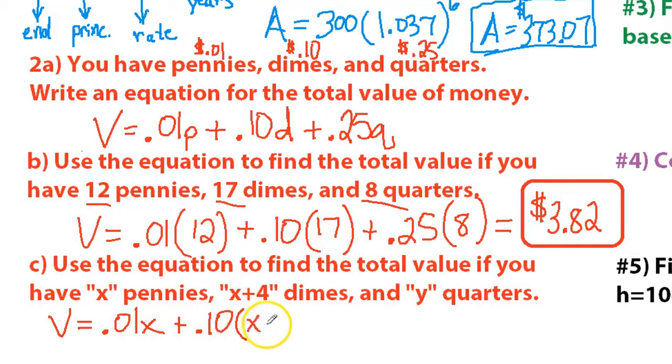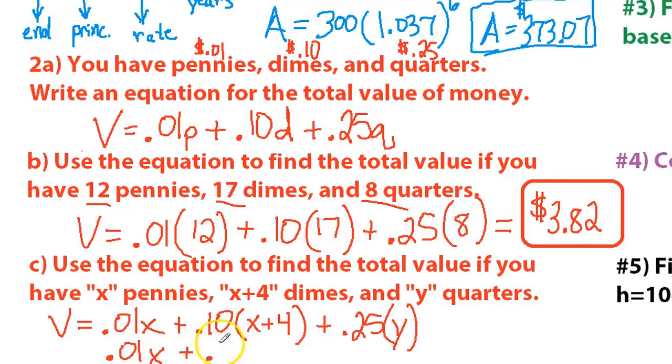Now dimes is X plus 4. So I'm going to use a parenthesis here to represent that I have X plus 4 dimes. Plus 0.25, how many quarters do we have? Y quarters. Okay. Now we need to just use our order of operations to simplify. I'm going to go ahead and distribute the 0.1 in. When I do, I get 0.01x plus 0.1x plus 0.4. Again, I'm distributing this 0.1 into the parenthesis, plus 0.25y.